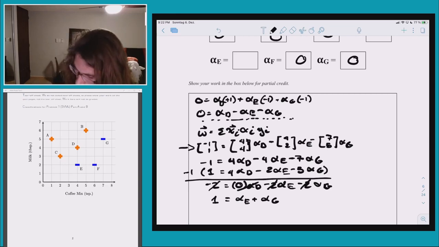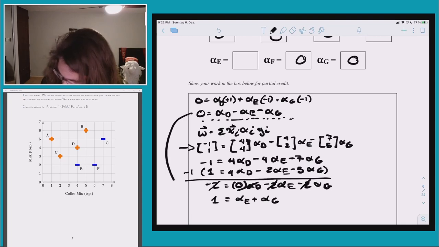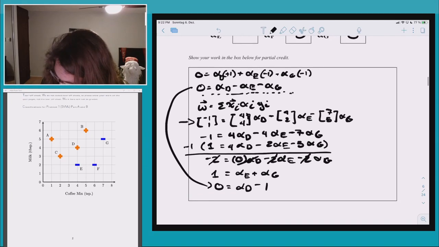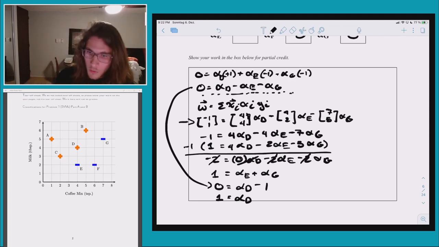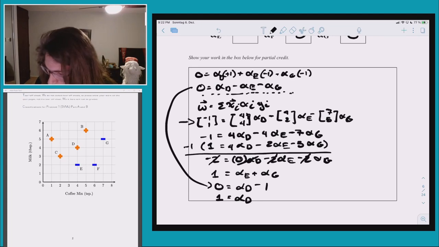And if I go to the top equation and apply it down here, this also means that 0 is equal to alpha d minus 1, because I have here a negative alpha e, negative alpha g. So this is negative 1, and alpha d is equal to 1. And now I just need to find out what alpha e and alpha g are.